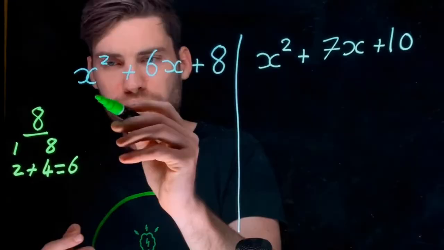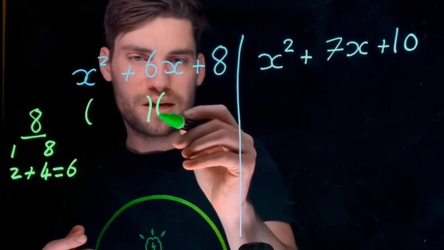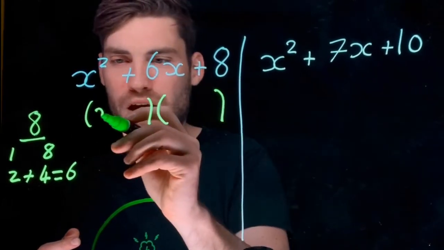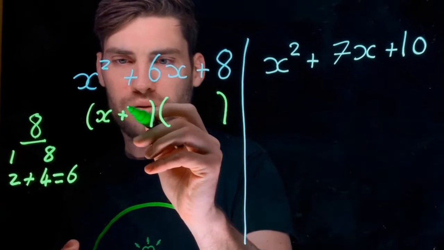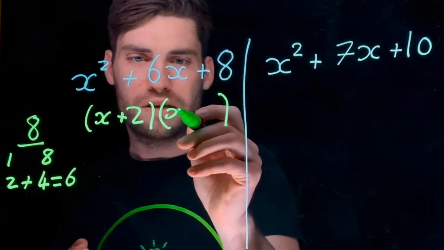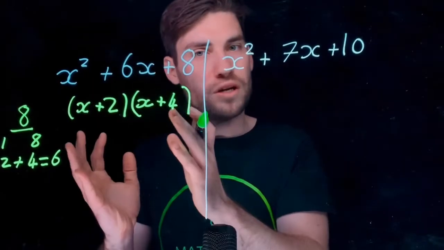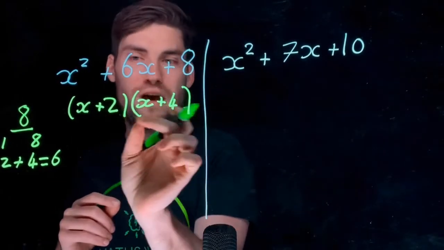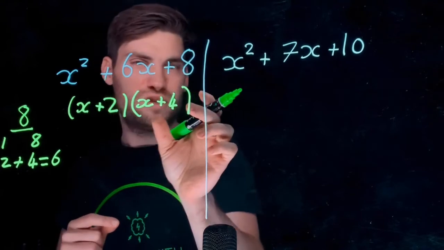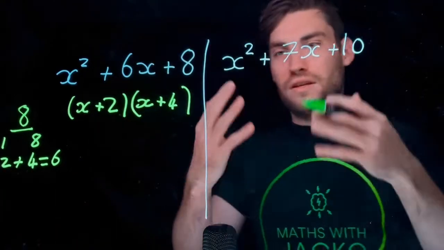And then all you have to do is put it into brackets like this, and that'll be x plus 2 and x plus 4. And that is it. Okay? You can do it the other way around, so it can be x plus 4 here and x plus 2 here. That's absolutely fine. Right, this next one.